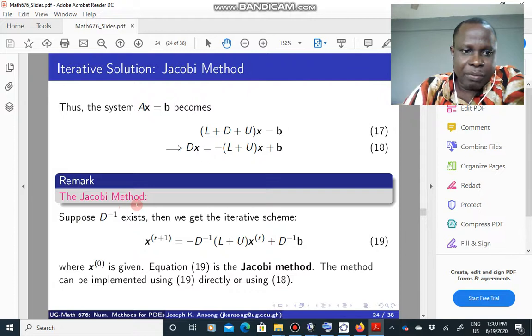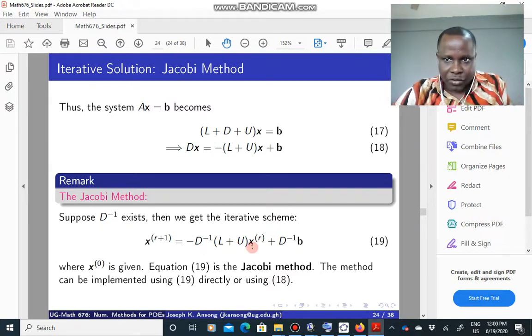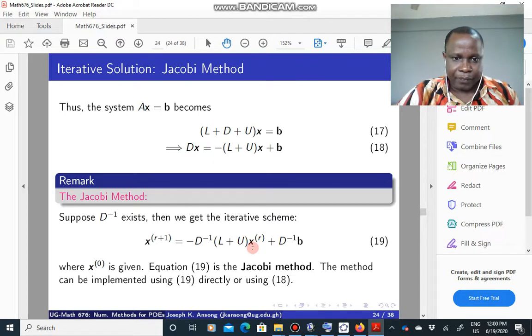So the Jacobi method, from here, says that if the inverse exists, then we can get an iterative scheme like this. So multiply through by the inverse, and then you get this. Okay, so you let the right hand side values of x be the current ones, where you specify the initial one when r is 0, r is just some integer. You specify this, and then solve for x r plus 1, and then you continue until you get a final solution. So that is the Jacobi method.